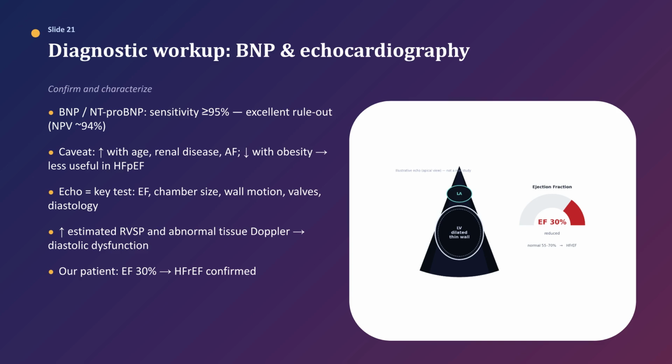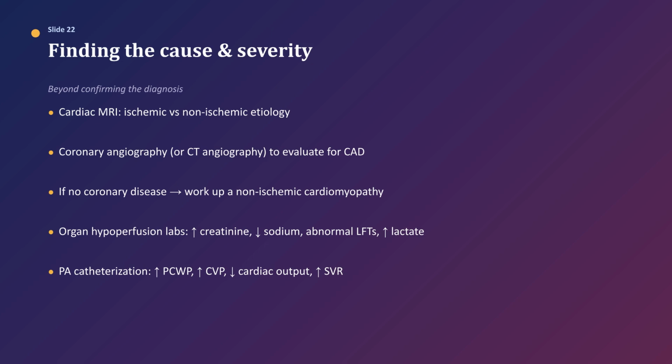The echocardiogram is our most critical tool, providing essential data on chamber size, wall motion, valvular function, and ejection fraction to confirm a diagnosis of HFrEF. Beyond initial diagnosis, we must determine the cause and severity of the condition. Cardiac MRI helps distinguish between ischemic and non-ischemic causes, while angiography evaluates for coronary disease. Laboratory tests and, in severe cases, pulmonary artery catheterization help us assess end organ perfusion and tailor our management.